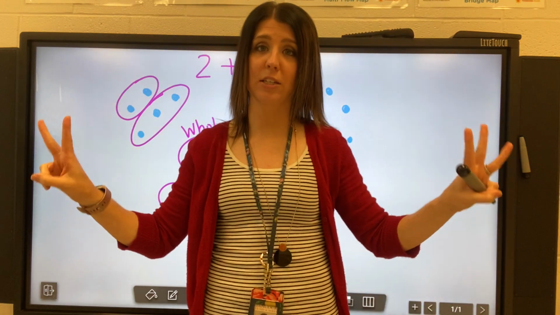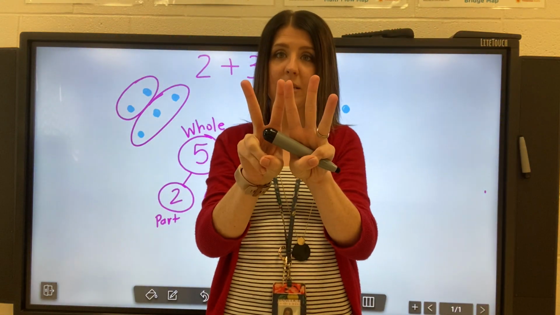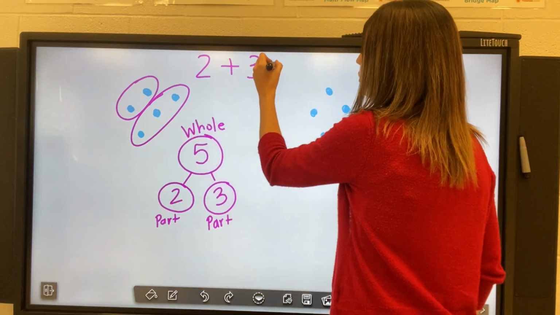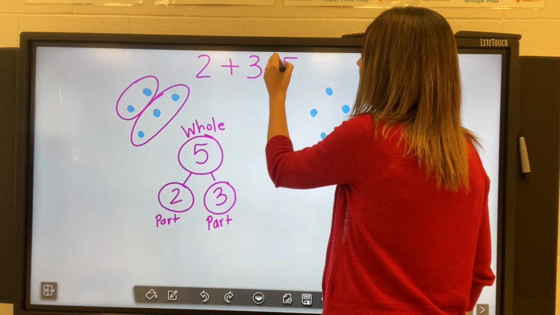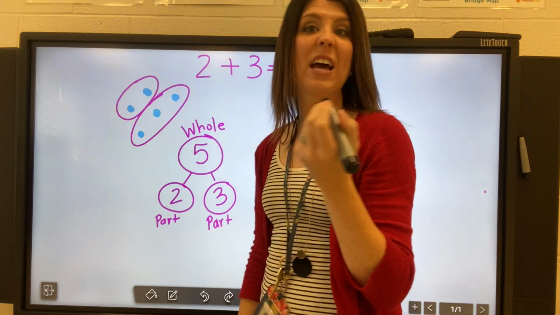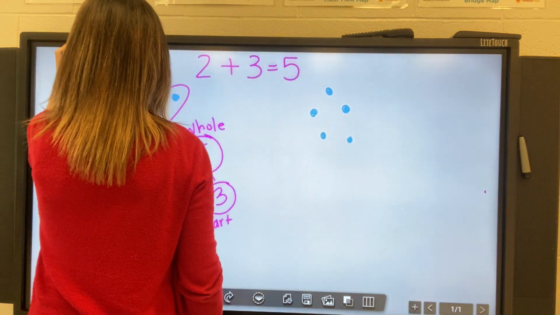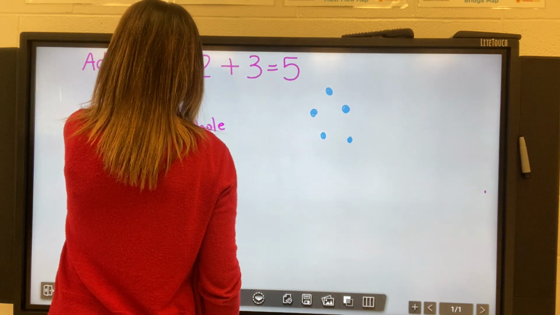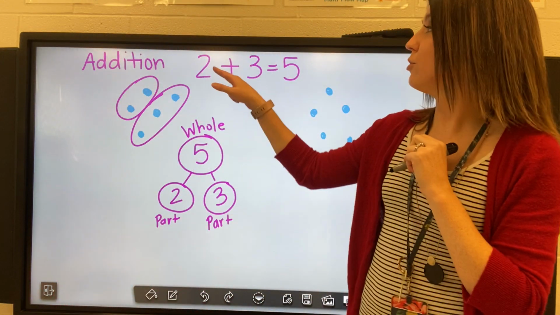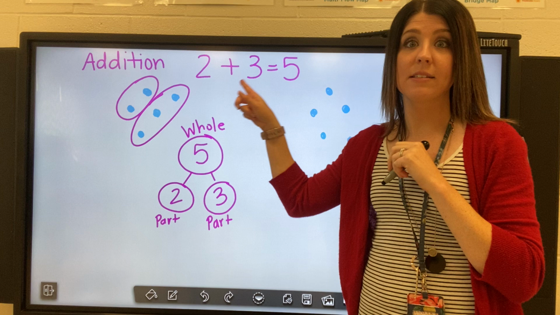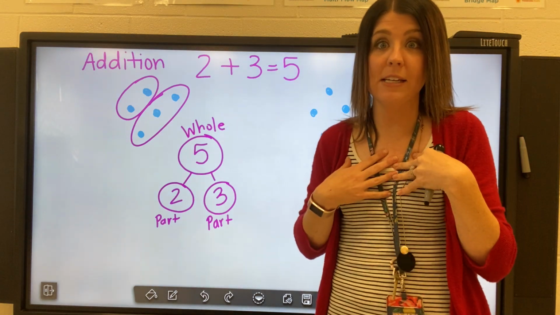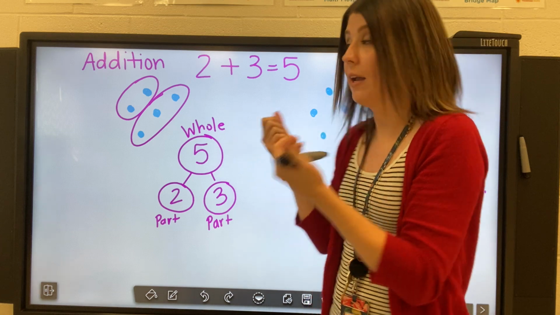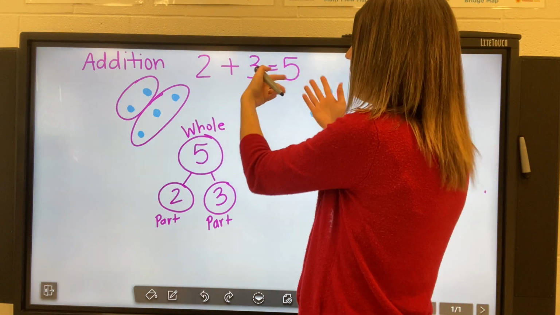So when Miss Plus Sign takes 2 and 3 and pulls them together, how much are they? 5. So 2 plus 3 equals 5. This is called addition. Can you say addition? Addition means we are putting numbers together or we are getting more. So addition is what Miss Plus Sign does. That's her job. Just like my job as a teacher, Miss Plus Sign's job is to do addition. Okay? So she puts 2 and 3 together and that's 5.